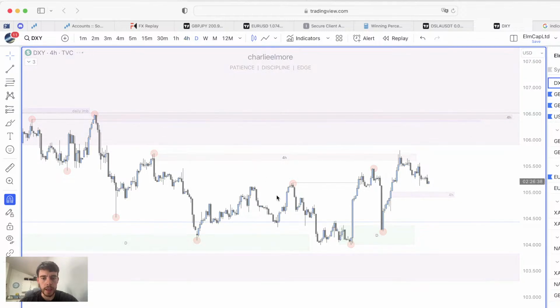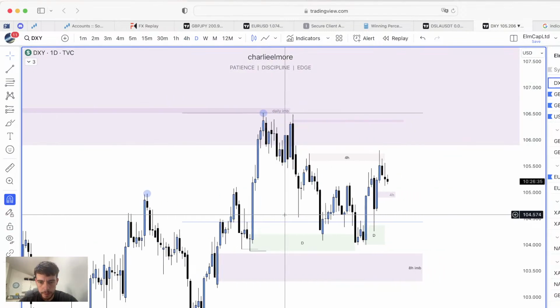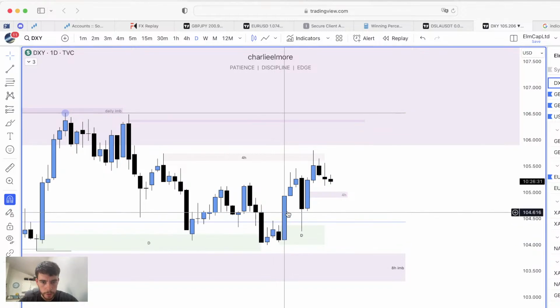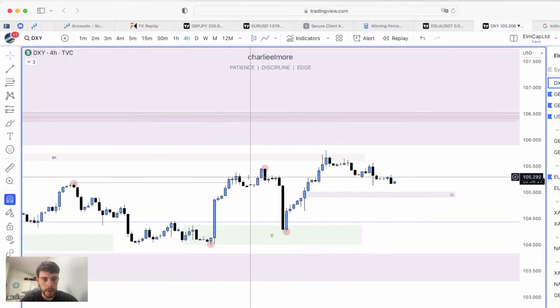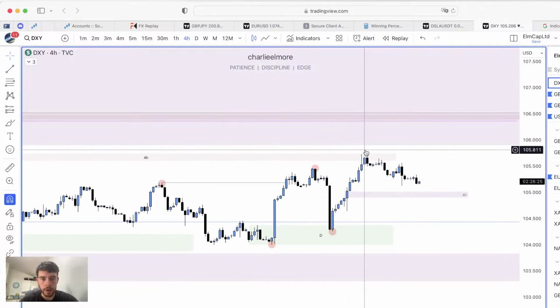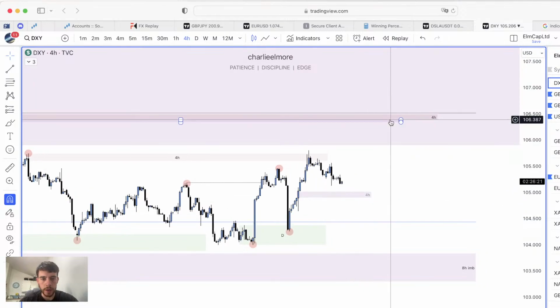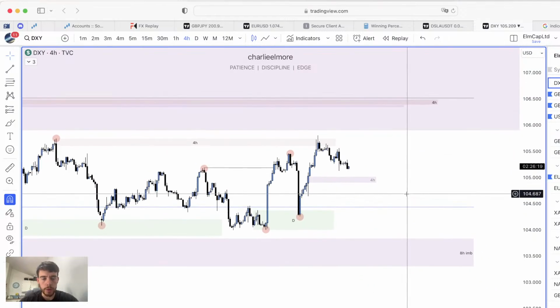If I go to the daily, you'll see that daily candle there, the bearish candle before the bullish move. Price reacted from that really nicely, and then price has made another higher high. So this is why I'm saying we could come down into here to then come higher. That's what I'm looking at on the dollar.